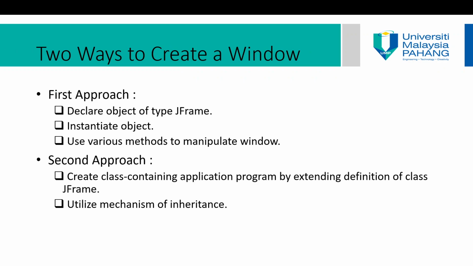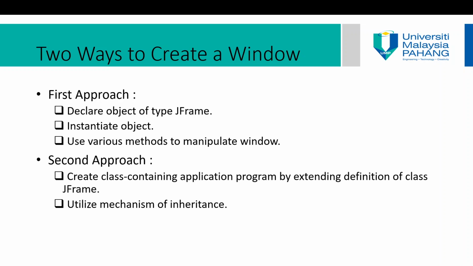Actually, there are two ways to create a window. The first approach is that we declare an object of type JFrame. When we have the class JFrame, we can create an object of it and use its methods to manipulate the window, such as providing the size of the window and the title of the window.